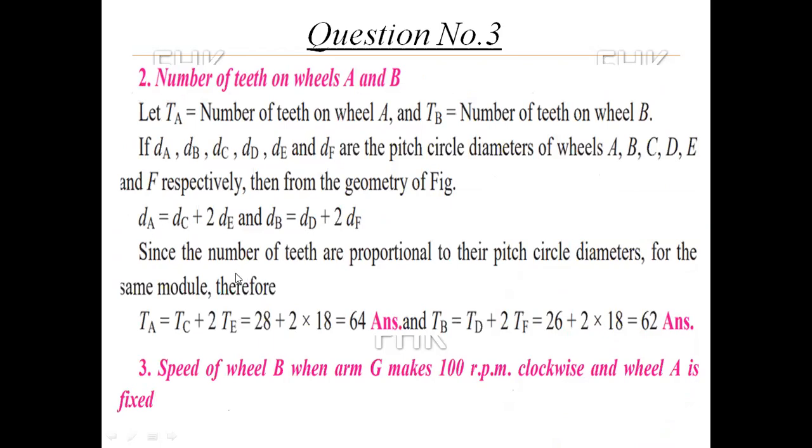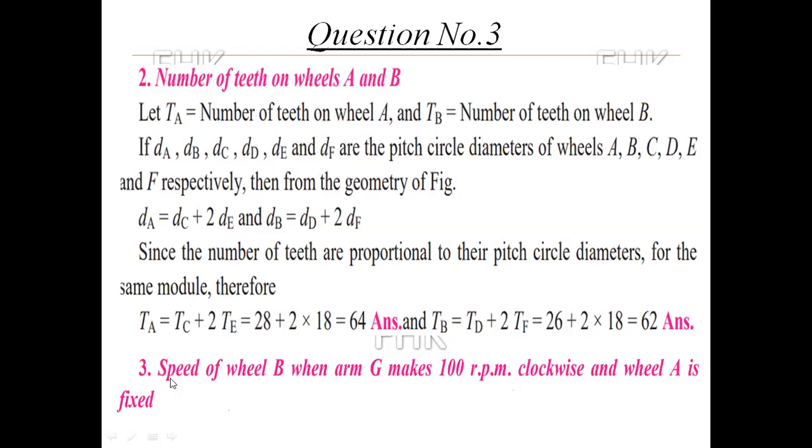From the diameter equation, as the number of teeth is proportional to the circle diameter for the same module, I can write this equation in terms of number of teeth as TA is equal to TC plus 2 TE. The value of TC is given as 28, and the value of TE is given as 18. After solving the equation, I am getting the number of teeth on gear A is equal to 64. And for the number of teeth on B, I write the equation TB is equal to TD plus 2 times TF. Putting the values of TD and TF, I am getting the number of teeth on gear B is 62. So this is our solution for problem 2.